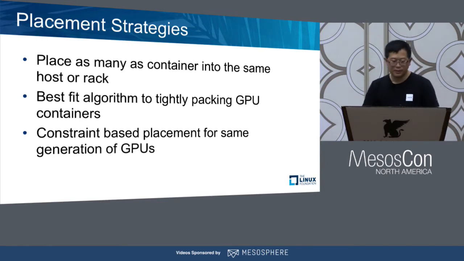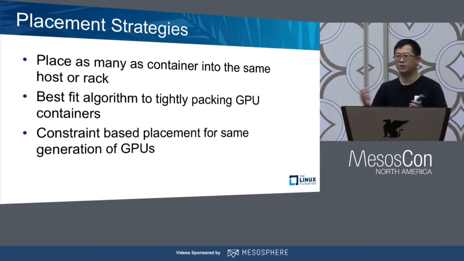Finally, the next interesting problem is that we have to implement some special placement strategies for this particular use case. One is that we would like to place as many containers of the same job as possible on the same host or rack, so we can minimize the network traffic across racks and top-of-rack switches. Also, we would like to use a best fit algorithm instead of a spreading algorithm to tightly pack GPU containers. Finally, we have to support constraint-based placement so that the user can place all the containers of the same job on the same generation of GPU. This is also very important because, unlike CPUs, different generations of GPUs have a huge difference in performance. So we don't want to mix different GPU models in the same job.